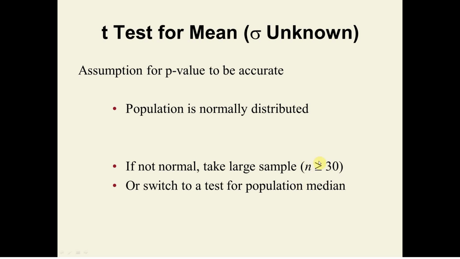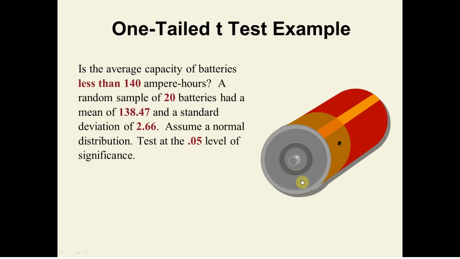If the sample size is less than 30 and it's not normally distributed, then we can't really use the t-test, and we can switch to a different test, such as the Wilcoxon test for the population median. Let's take an example here.